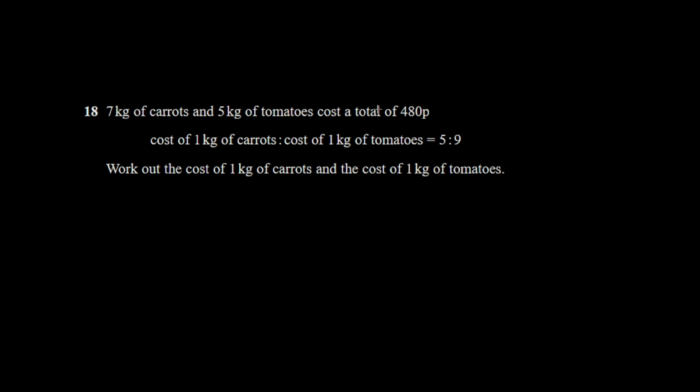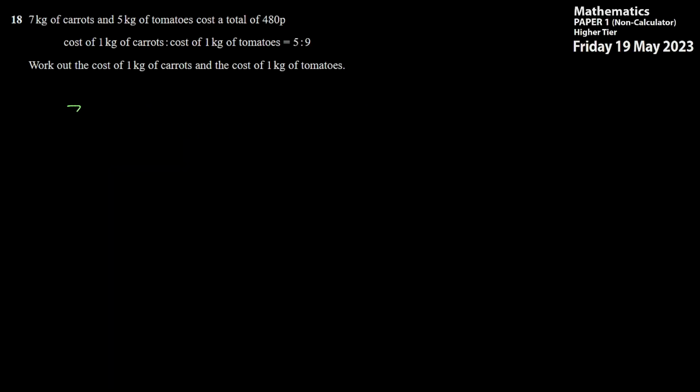Let's set up an equation with this first one. Instead of carrots, I'm going to use C and T for tomatoes. So I get that 7C plus 5T is equal to 480. Now we've got two unknowns here, so there's nothing we can do about that equation because all we can do is quote C in terms of T or T in terms of C. That's not going to go very far.